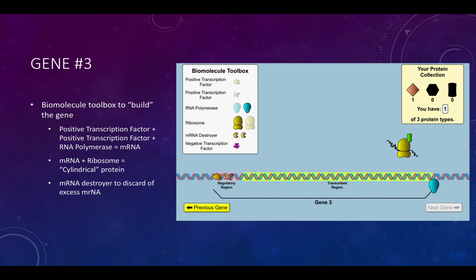Gene number 3 was built with the same factors as gene number 2. However, when the ribosome was added, a cylindrical protein was created. I think this helps students to again understand that each protein serves a different function and can therefore have various structures.